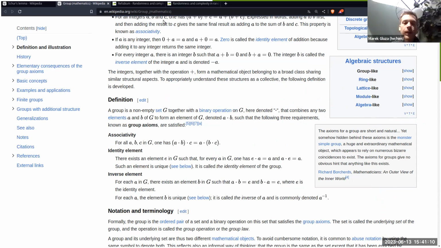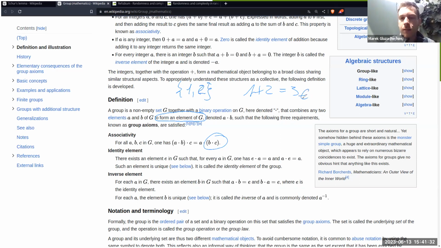Okay, so associativity is related to this part of the definition, to form an element of G. As I said, 1 plus 2 is 3. If my set is 1, 2, not 3, a nice bracket here, 1, 2, then basically this is not in my set G anymore. Okay, and then to fix it you can consider modulo 2 or so on, but yeah, so that's associativity. Identity is important.